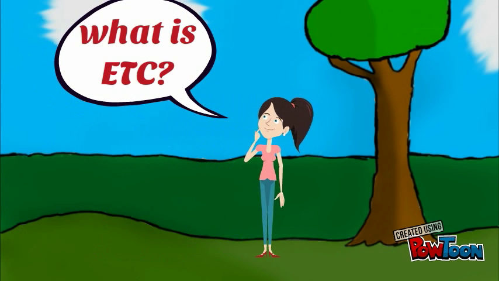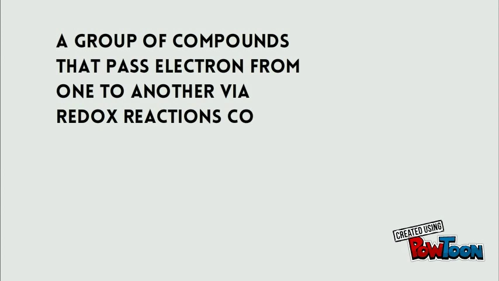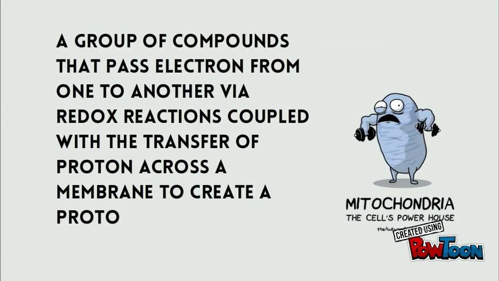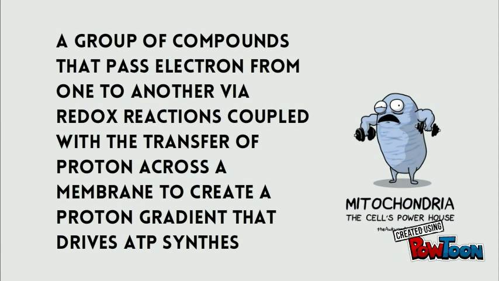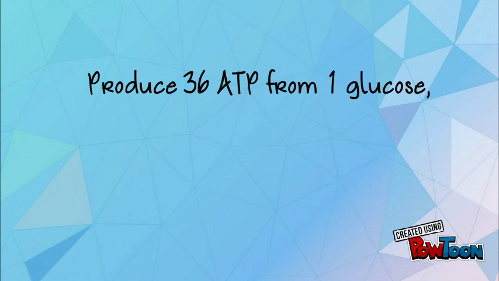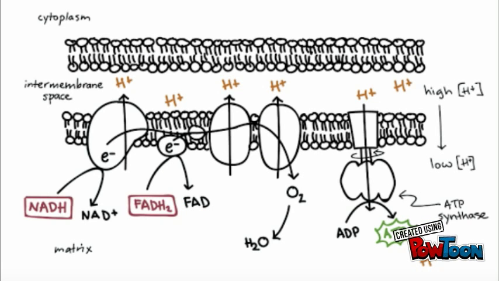Then, what is the electron transport chain? A group of compounds that pass electrons from one to another via redox reactions coupled with the transfer of protons across the membrane to create a proton gradient that drives ATP synthesis. Respiration produces 36 ATP from one glucose molecule.